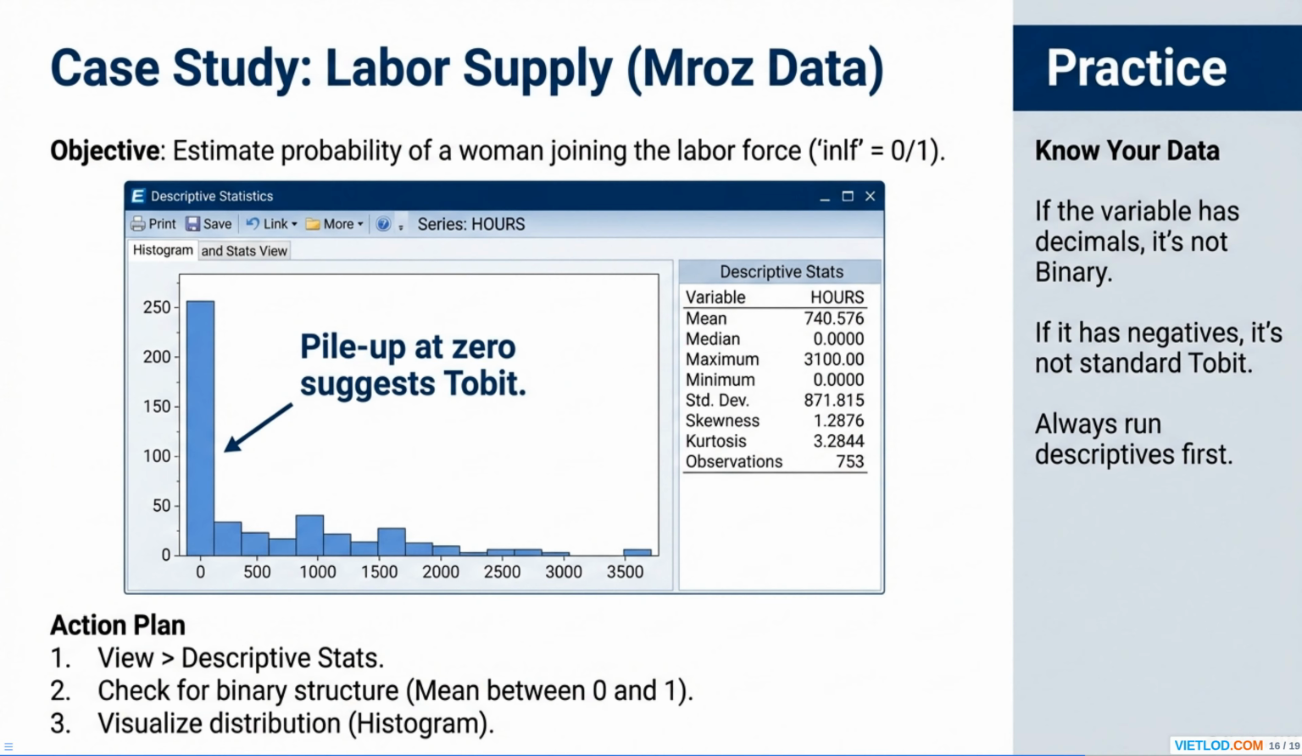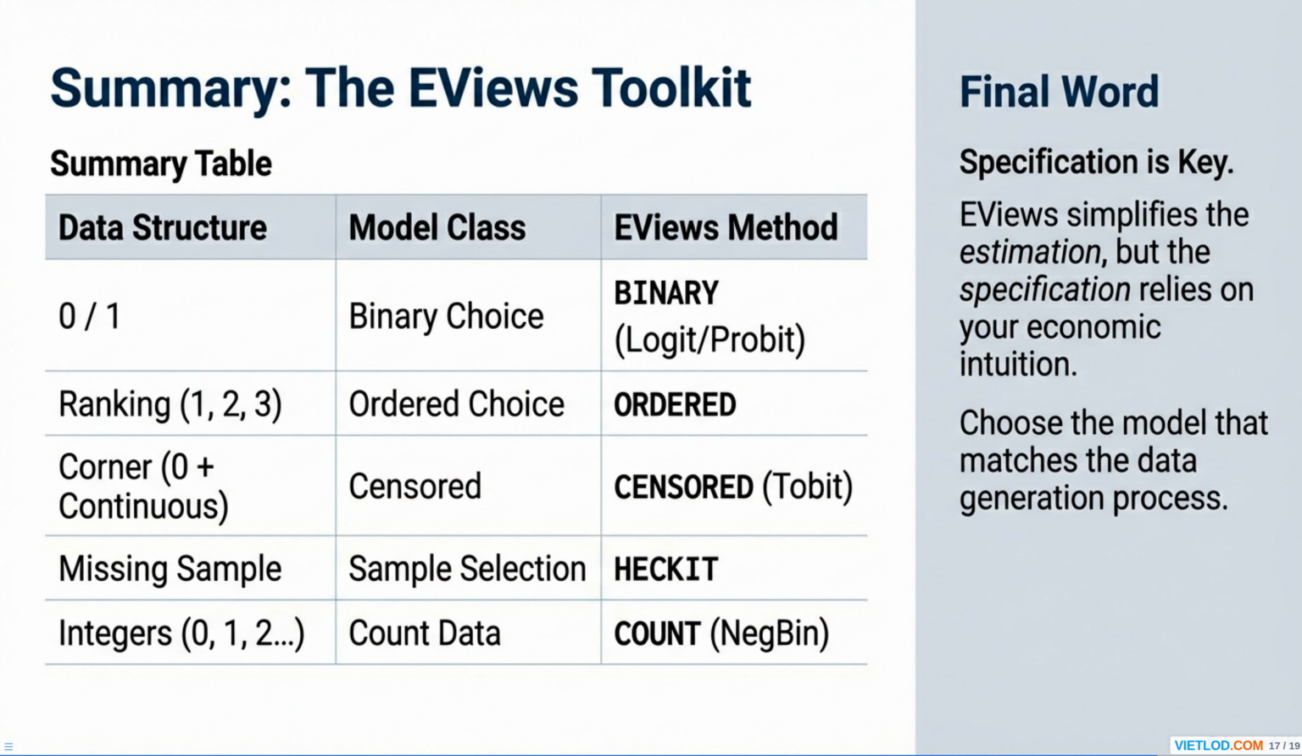Applying this, if we look at the hours variable, the descriptive statistics show a mean of approximately 740.58 hours, with a minimum and median of 0. The presence of decimals and a mean far from between 0 and 1 immediately tells us this is not a binary variable. The histogram visually confirms a significant pile-up at 0, indicating a large number of observations where women report working 0 hours. This characteristic, where a continuous variable is censored at a specific limit like 0, strongly suggests that a Tobit model would be the appropriate choice for analyzing hours, because it specifically handles such censored data distributions. This rigorous data exploration prevents us from applying an incorrect model.